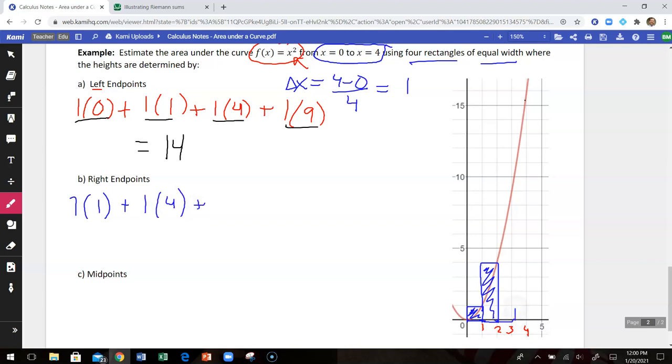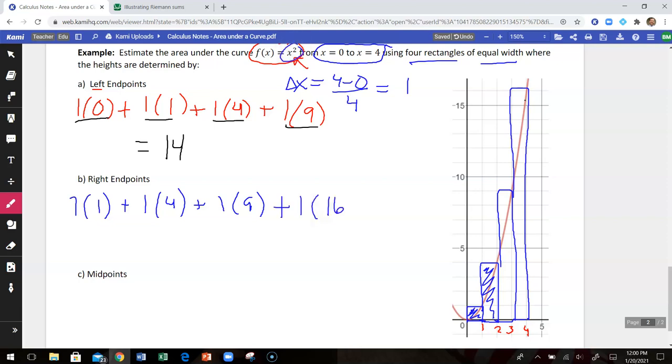Plus, from 2 to 3, that's going to be a height of 9. So width 1, height 9. I use 3 to determine the height. From 3 to 4, this time I'm going to use the height at 4, which is all the way up here at 16, because again, 4 squared would give me 16. So width 1, height 16. And if I multiply all of those width times height, I get all my areas, I add all those together, that gives me an estimate of 30 square units.